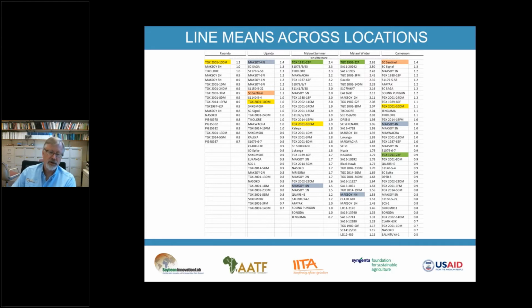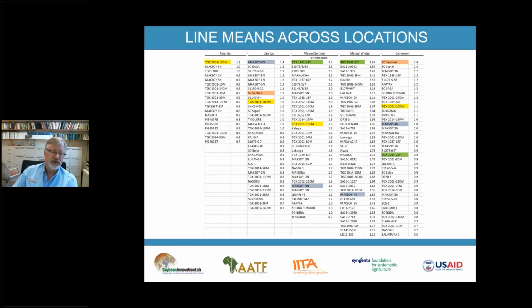In contrast, you can look at Maxoy 4N, which did well in Uganda. It was the number one line, but it performed poorly in Malawi. So again, it shows that this line can do well in Uganda, but not well in Malawi.